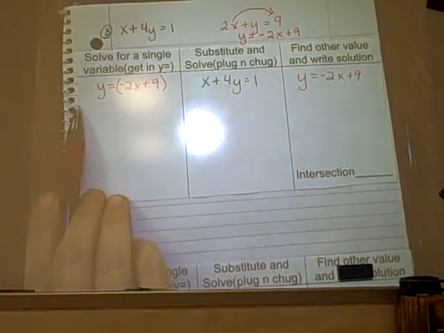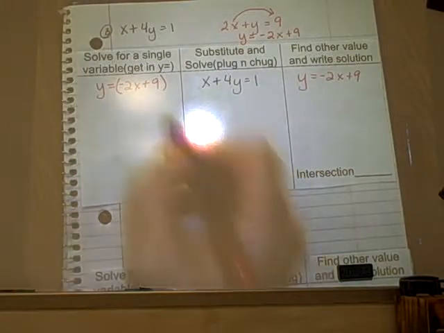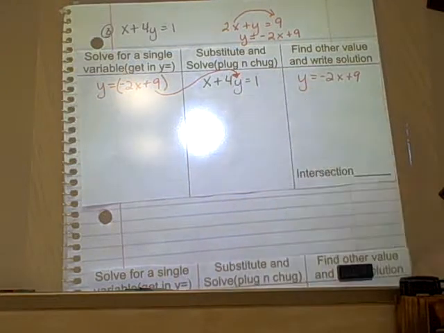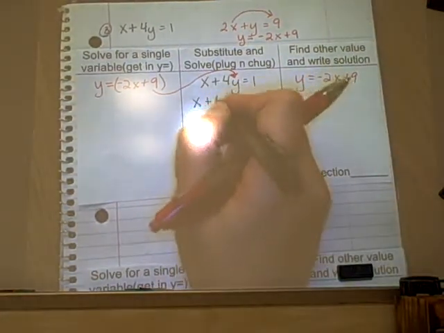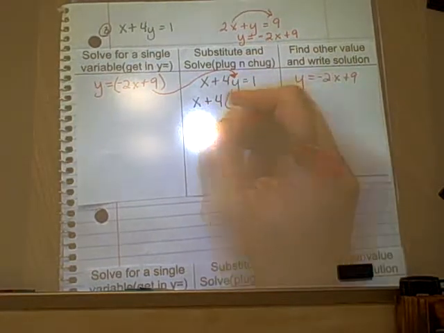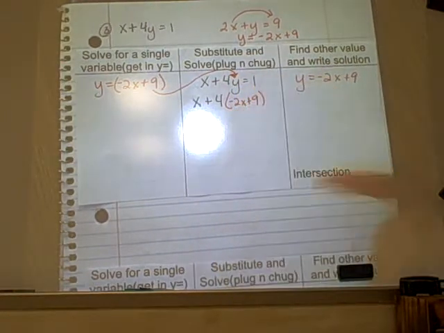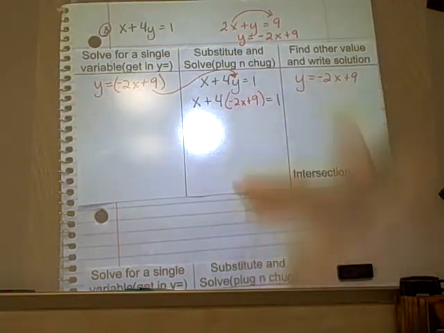He's still going to sub in for somebody else. It's okay. The whole thing gets subbed in. So this gets subbed in for y, not for x. So this is going to be x plus 4, and then we got to sub in Salty. Negative 2x plus 9 goes there, equals 1.